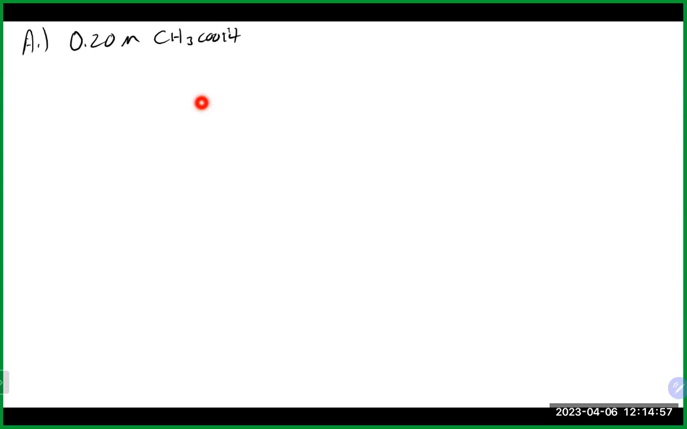Has a Ka value of 1.8 times 10 to the minus 5. And I know this is a weak acid, definitely because there's a Ka value associated with it. So this is just going to be a weak acid problem like we talked about earlier on in this chapter. So we're going to set up our equilibrium here with our acetic acid.